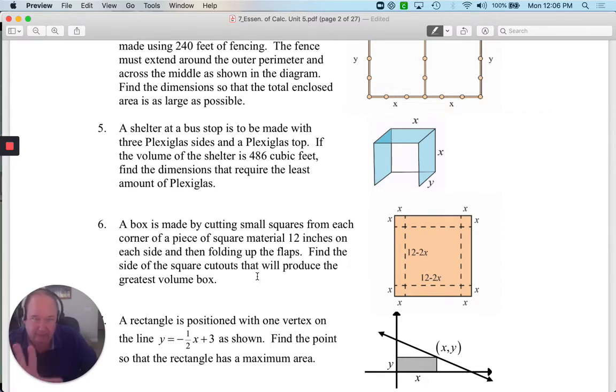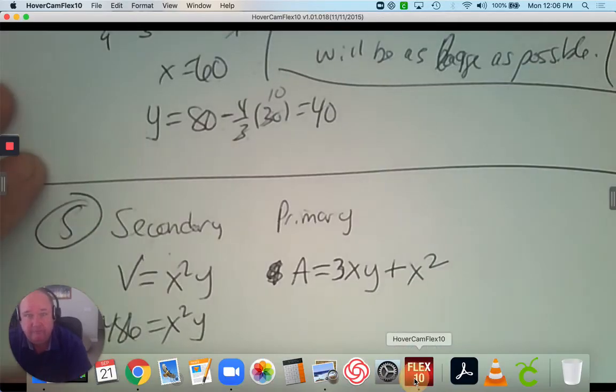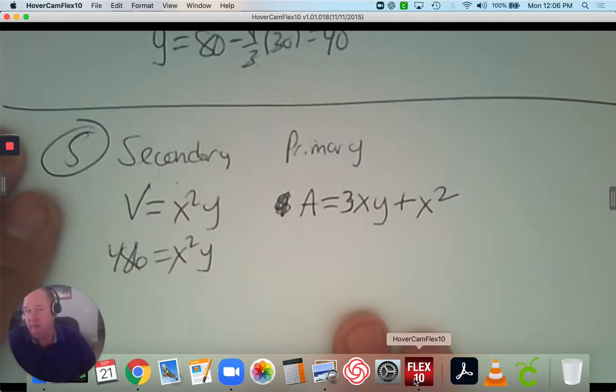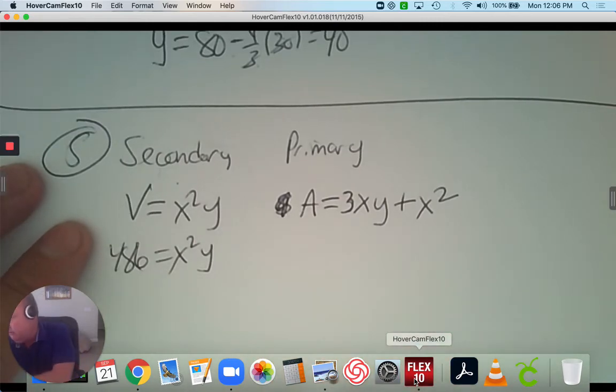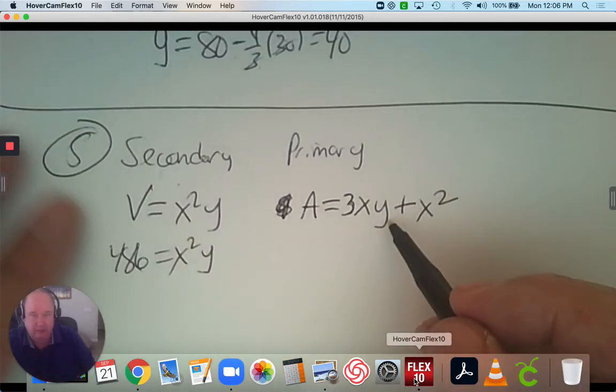And then the base, or the back of the bus stop, is x times x. That's a square, so that's x squared. So the area is 3xy plus x squared. There is nothing in front and nothing on the bottom. So it's those 4 pieces that make it all together: 3 sides and a top. So there's only 4 altogether. So this is what it looks like. So we have our secondary equation and our primary equation, and this is what I'm looking for.